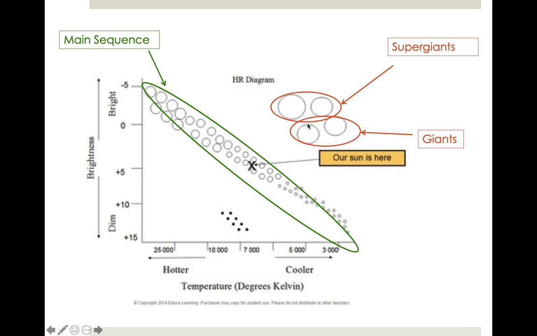We also have giants. So these are very related categories, red giants here. Red giants are about as cool as supergiants, but they are not as bright.